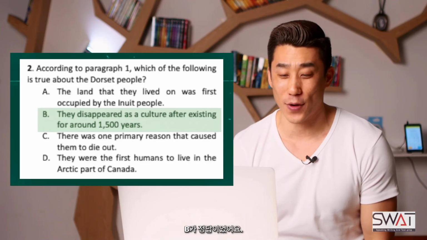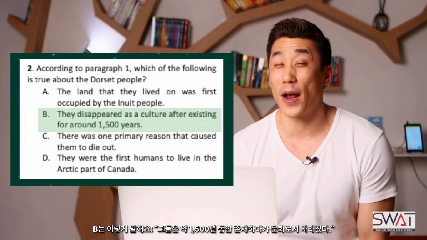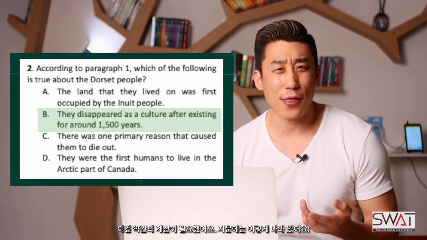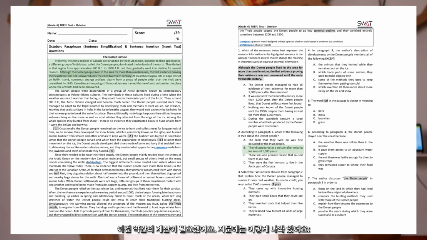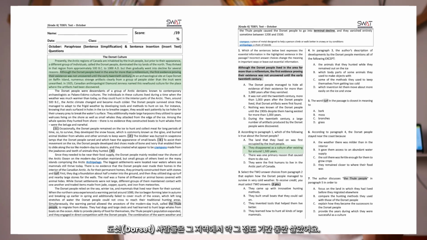Okay, awesome, guys. Hopefully, if you completed number 2 successfully at home, you would have chosen answer B. Answer B was the correct answer. It says they disappeared as a culture after existing for around 1,500 years. This required a little bit of math, but in the actual paragraph, it says that they existed between the years 500 BC and 100 AD. If you do the math, that equals about 1,500 years. The Dorset people lived in that region for about that long. So that was answer B.